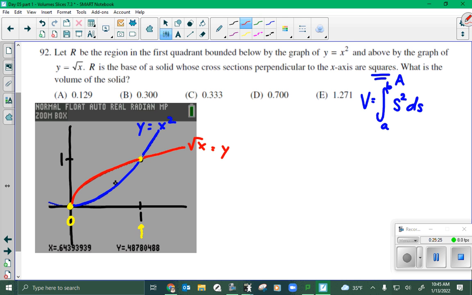All right, and the cross sections are squares, and they are perpendicular. So obviously, perpendicular to the x-axis is like that. It would be parallel to the y-axis. So I'm going to draw all these squares.